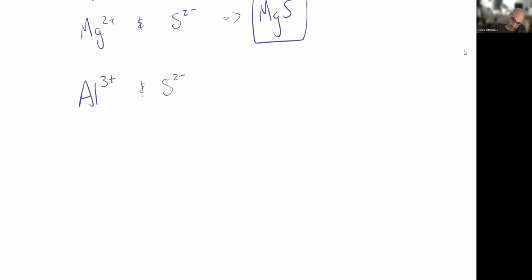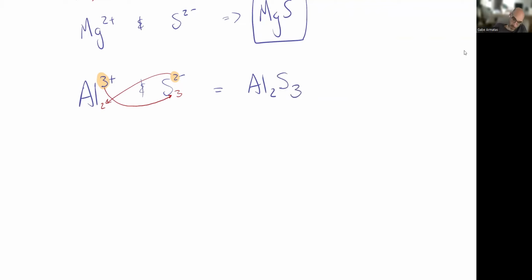Instead, what we can simply do is I'm going to take the number, that 3 and that 2, and I'm simply going to say, okay, that 3+ charge, I don't care about the plus part of it, but the 3 is going to be given to the sulfur, and that 2 is going to be given to the aluminum. So this thing is going to become Al2S3.